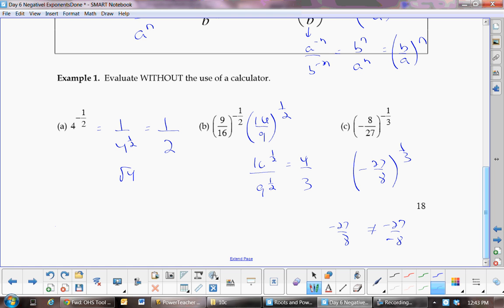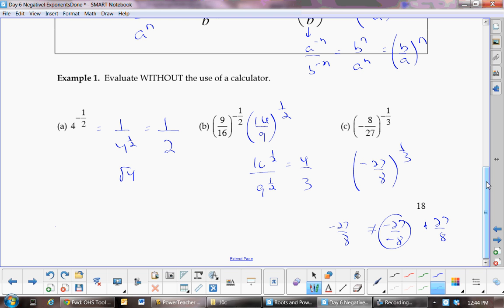So we don't go to both, because if you went to both, that turns it into a positive. Right? Because this is actually positive 27 over 8, and negative 27 over 8 is not the same thing as positive 27 over 8. Okay? I always put the negative on the top. It doesn't matter, just put it in one place. I don't ever put it in the middle. I just put it on the top all the time.